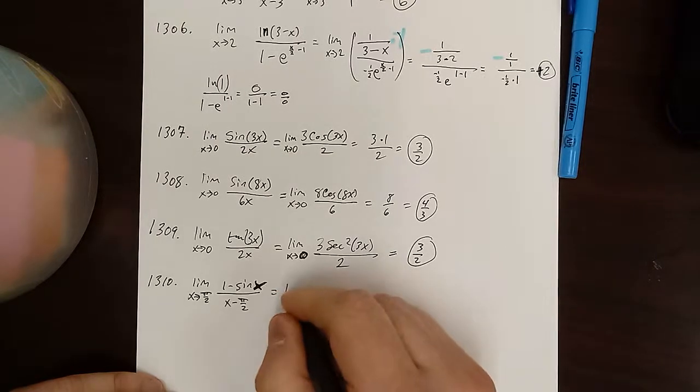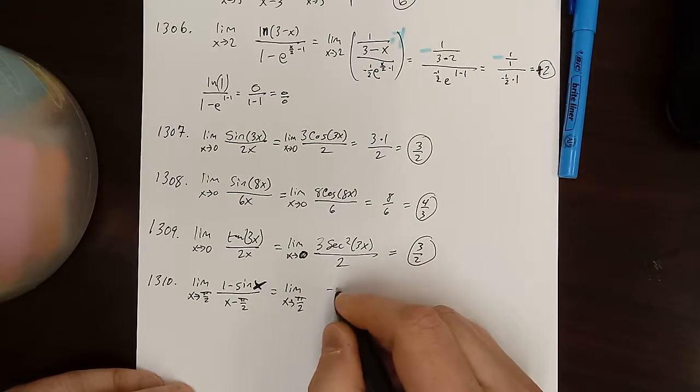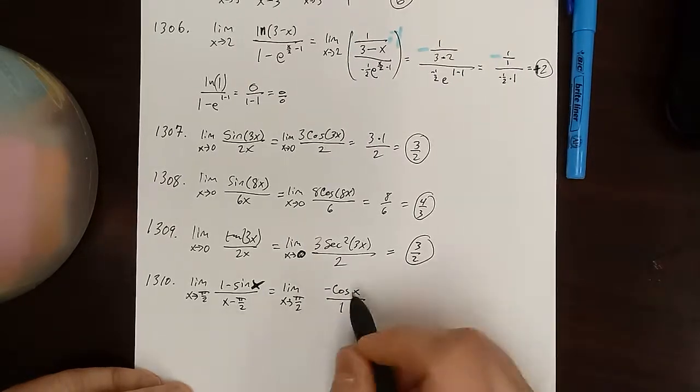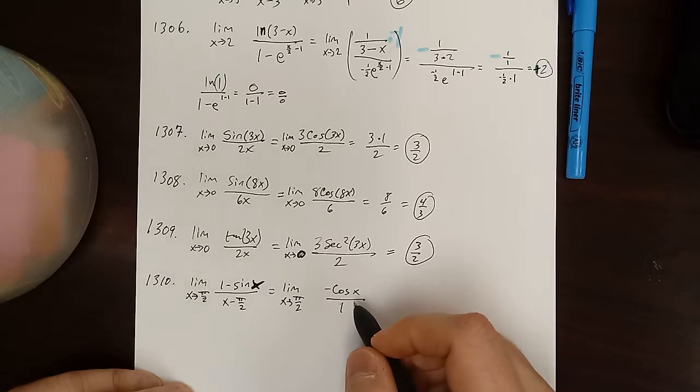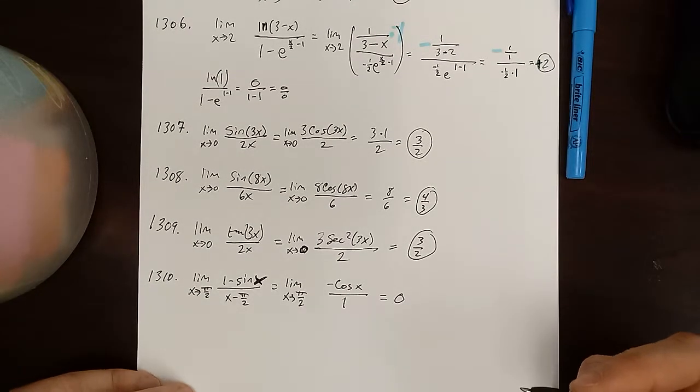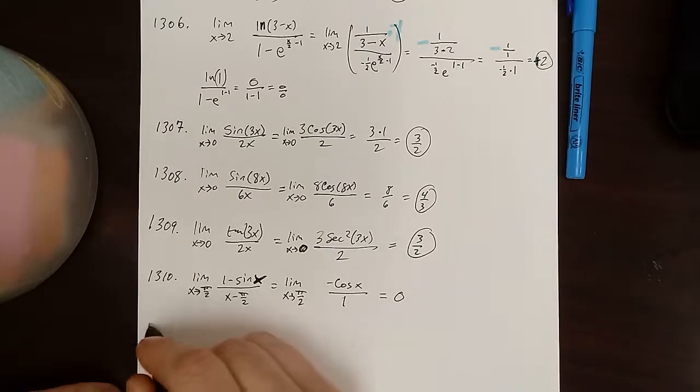Great. So then the limit as x goes to pi over 2, we'll get negative cosine x over 1. Now when we plug in our pi over 2, cosine of pi over 2 is 0. We just get 0. Hooray!